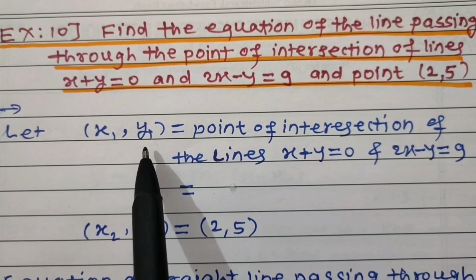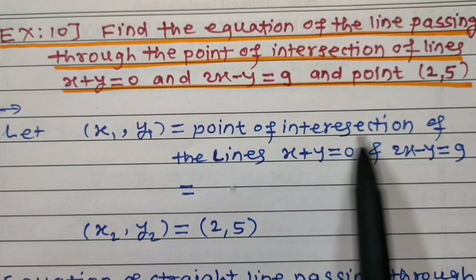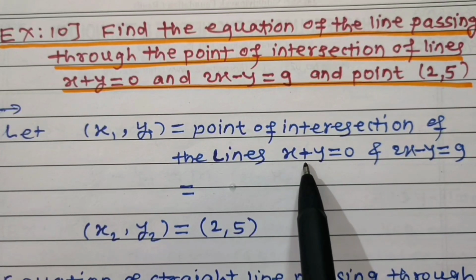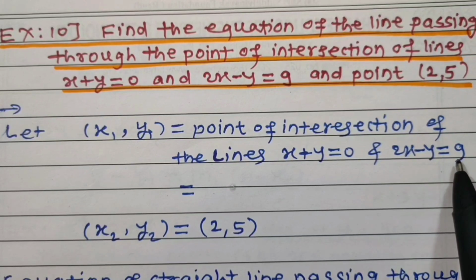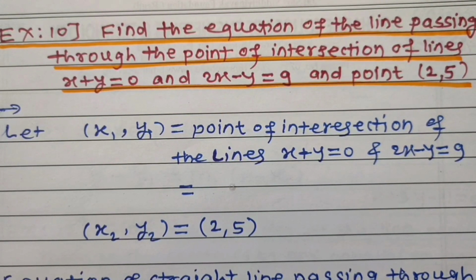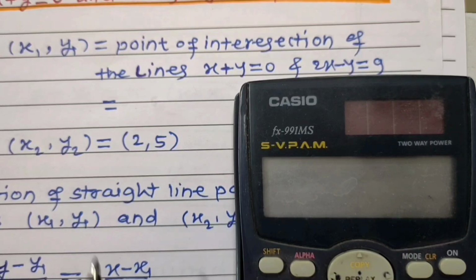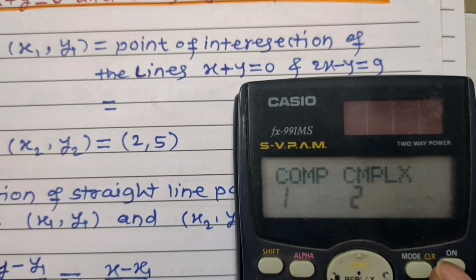Okay. So assume (x1, y1) is the point of intersection of the lines x plus y is equal to 0 and 2x minus y is equal to 9. To get the point of intersection of these two lines, you can use a calculator. We have to solve these two equations simultaneously. First of all, we have to go into equation mode.